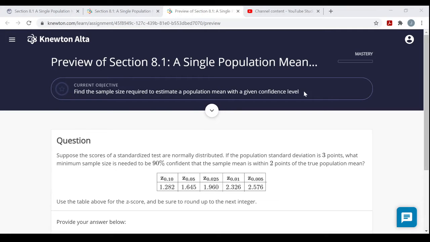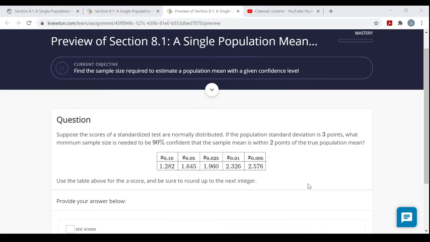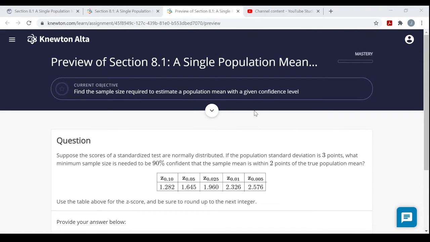So again, if you're looking at this objective here and you're unfamiliar with what it's saying, and you want to learn more about it, click on More Instruction and read the notes, watch the videos, and look at the examples they have there. Maybe that'll help you. And I'm also hoping, of course, that you have read section 8.1 in your OpenStax statistics textbook.